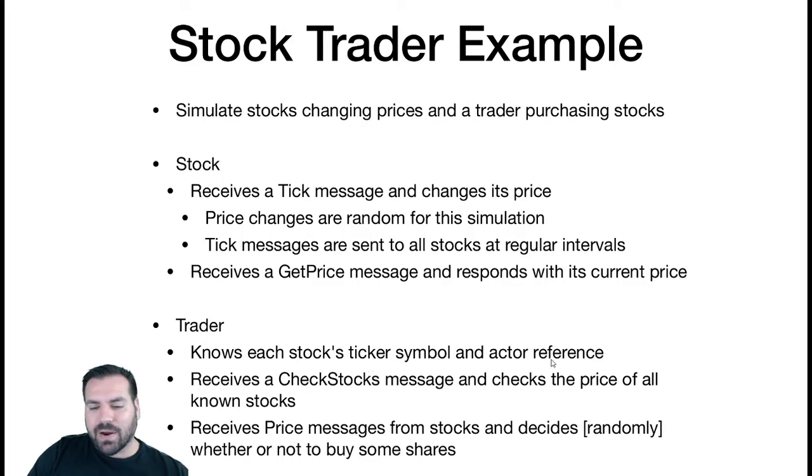which is going to be aware of each ticker symbol and actor reference. It's going to get that information in a map in its constructor. So it knows about all the stocks. It knows that they exist and has references to their actors. So it can ask those stocks for their price. So these traders are going to take these actor references, send them the get price message, get the price of each stock, and then make decisions based on that.